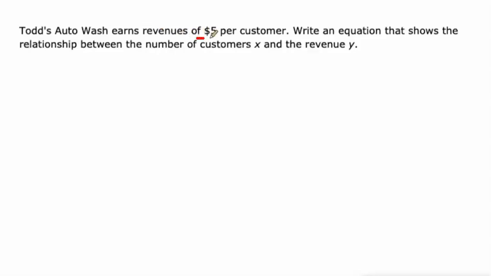So $5 per customer is what they're earning at the auto wash. So we're going to write an equation between the relationship of number of customers x and revenue y. So the revenue y will be equal to $5 times each customer. Y equals 5x. Done.